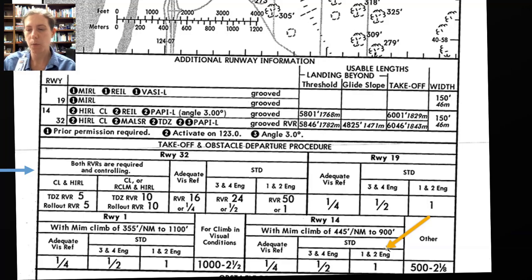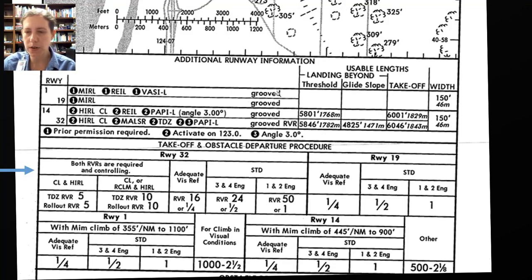That's because runway 14 does not allow us to use those, it does not allow us to take off with anything below adequate visual reference of a quarter mile visibility. So that is just what is set up for that airport. I cannot assume that I can take off.